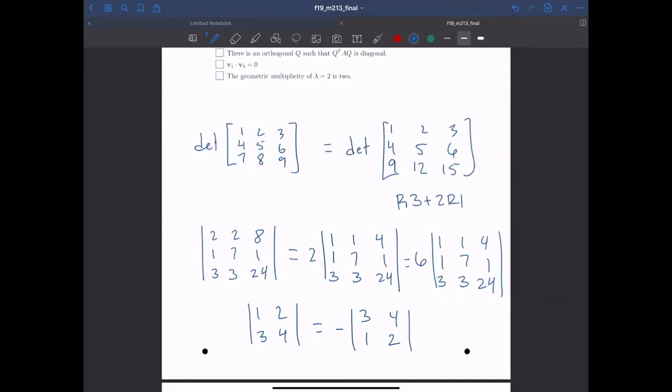Okay, now I also showed you in an example a while back that you can also do column operations. So if I swap 2 columns, it changes it by a sign. If I add a multiple of one column to another, it doesn't change it. So everything you can say about row operations, you can also say about column operations. So keep that in mind.